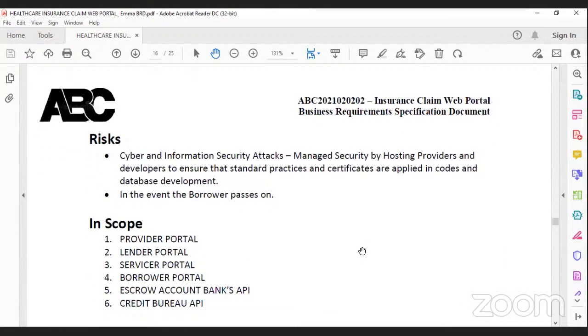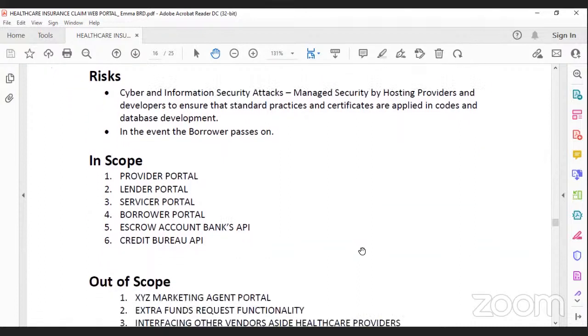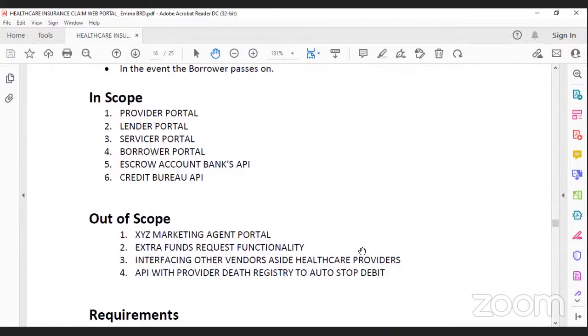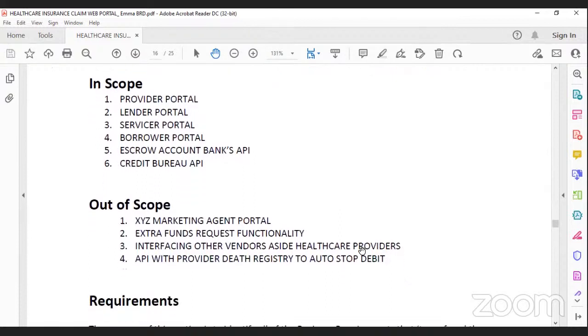Now, risk. Cyber and information security attacks, and we are saying that this attack we can manage by security, by hosting providers and developing standards and certificates that are applied in code and also in database development. So that is how we are going to mitigate it. And then in the event the borrower passes on, that is also a very high risk that can happen.